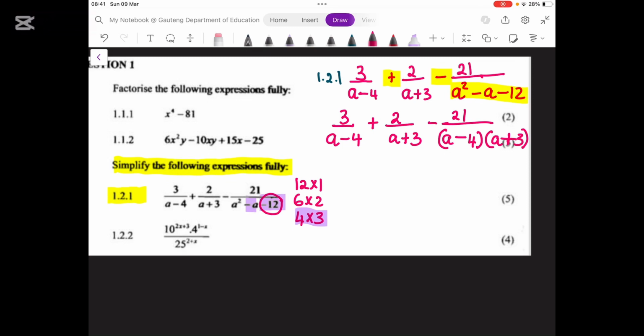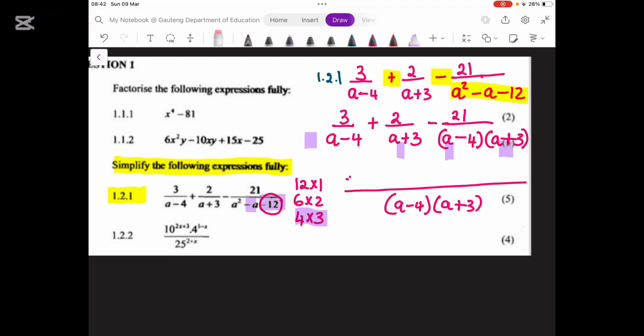So now our LCD from this will be a minus 4, and then a plus 3, because each denominator must be represented. We can see that here is a minus 4 and a plus 3 in each of the denominators, so each term is represented.